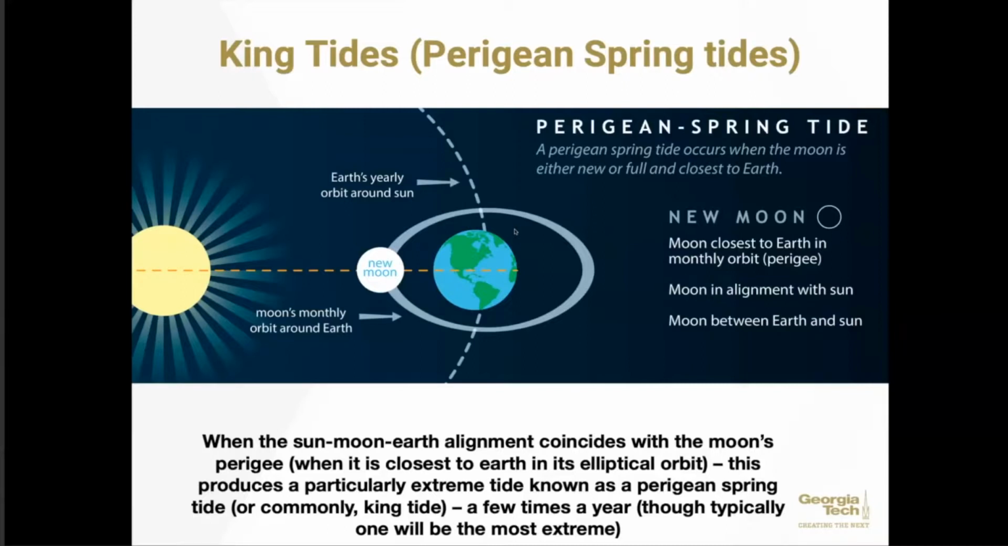When that perigee of the moon's orbit coincides with the alignment of the sun, the moon, and the Earth, then there is what is called a perigean spring tide, or what is colloquially called a king tide. So actually, this is typically the time of year, at least here in the southeastern US, when we tend to have king tides. And these are basically the most extreme high tides that you will have in any given year.